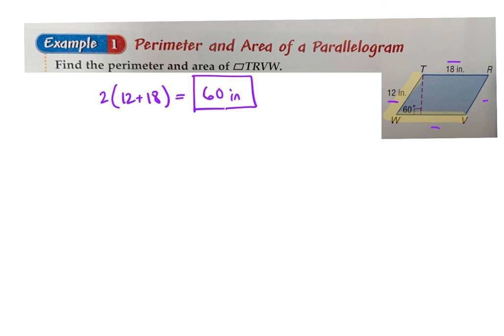For area, however, I'm missing a piece. I actually need to know what this is right here in order to find the area. And so they have given me some information that's going to be helpful. 60 degrees is specific because it is a special type of triangle. What type of triangle if I have a 60 and a 90? What type of triangle do I have? 30, 60, 90.